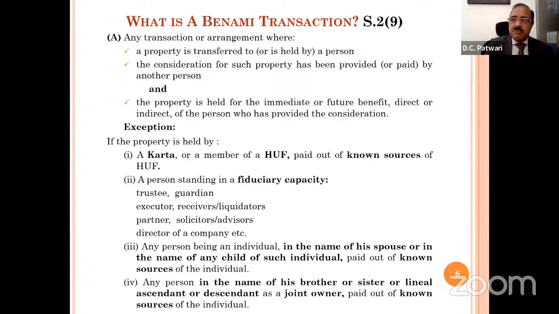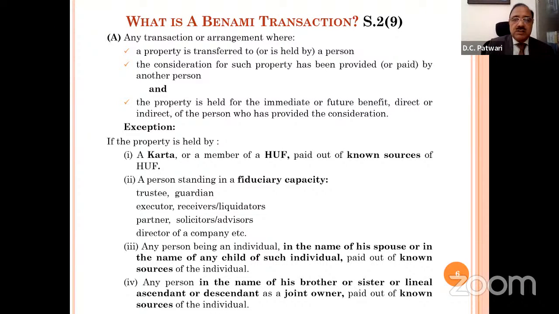Funds were paid by him. It was basically for his own benefit. So definitely it would have fallen in the category of Benami. Like that, many such transactions are prevalent, but this fine distinction has to be kept in mind: in the case of spouse and children, there is no requirement of joint ownership, but in the case of brother, sister, and other persons, the joint ownership is required.